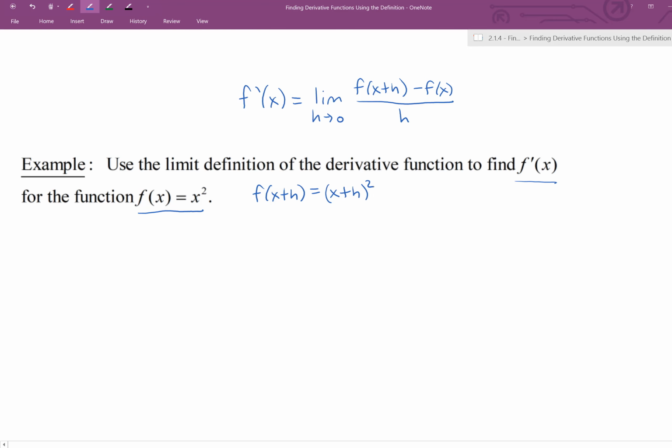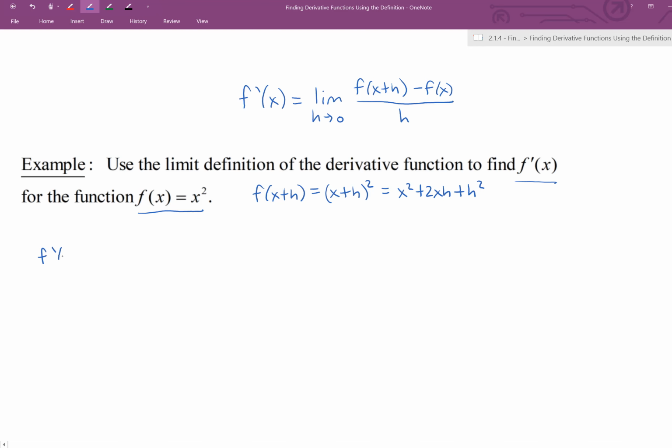Now, because we have to subtract f of x from this f of x plus h within our limit definition, it might be worthwhile to expand this real quick. Binomial expansion gives us x squared plus 2xh plus h squared. So there's our f of x plus h. Let's go ahead and compute the limit definition of the derivative now.